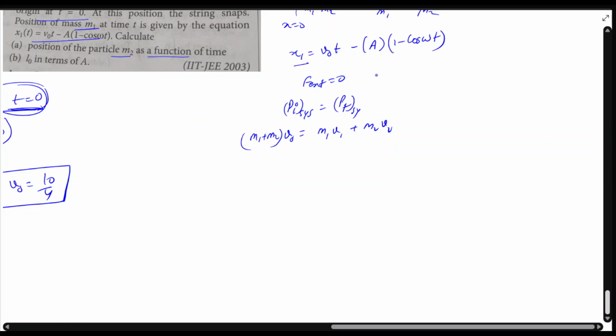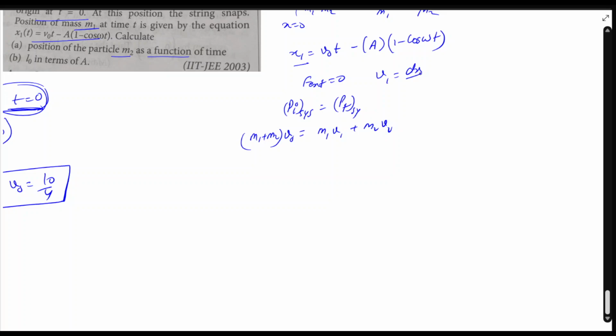So if this is x1, how will you find v1? It will be dx1 by dt. So it will be v naught, and this minus a will get cancelled. So it will be a minus sine omega t into omega. So it will be v naught minus a omega sine omega t. This will be v1. Are you getting me? So let's just put it here.